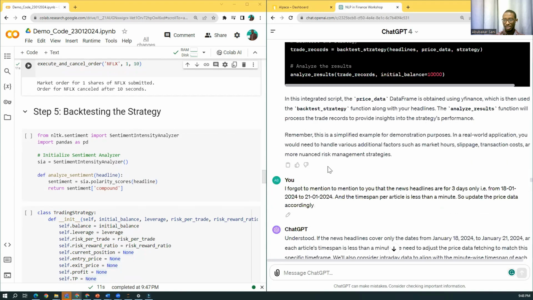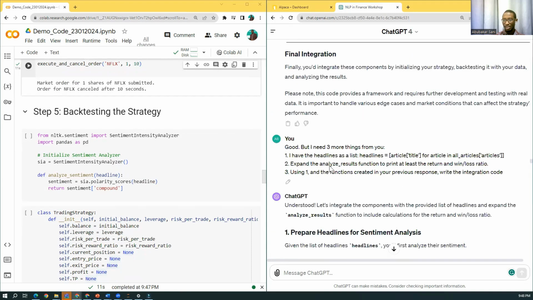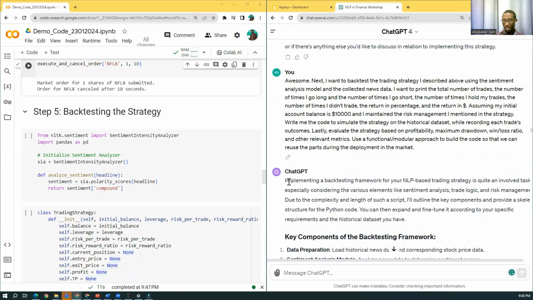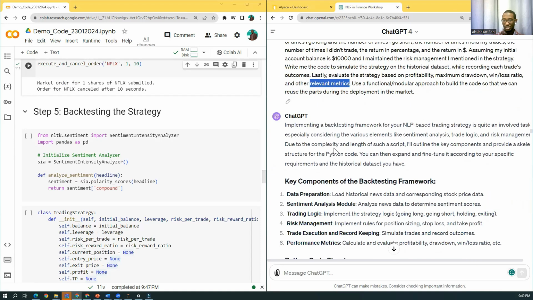I told ChatGPT to help me do that, and it generated code for me. The next thing is to backtest the strategy I described above. Within the model, I want to print the number of times I trade, the number of times I go long, go short, and hold my trades, and so on. Assuming my initial balance was $10,000, and I maintain the risk management I discussed, write me the code while recording each day's outcome, and evaluate the strategy's profitability, maximum drawdown, win loss ratio, and other relevant metrics. Use this approach so that we can use the path later.